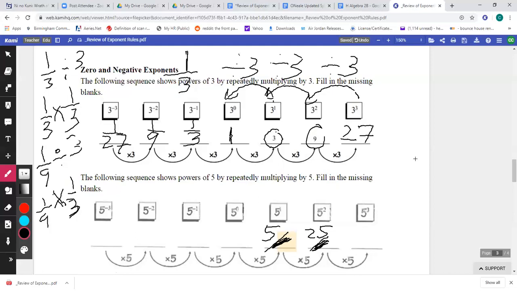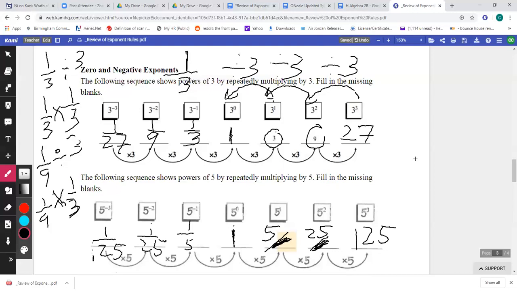So if I multiply by 5, 25 times 5 is 125. And then if I divide by 5 going this way, this is going to be 1, right? 5 divided by 5 is 1. 1 divided by 5 is 1/5. 1/5 divided by 5 is 1/25. And 5 to the negative 3 is 1/125.